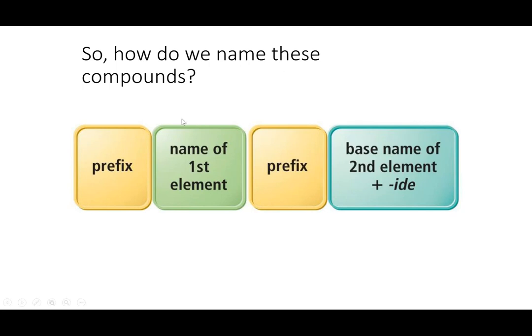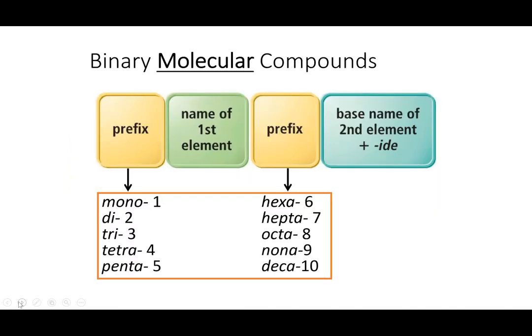The new piece here is in yellow. Each of those elements is going to need a prefix. And the prefix is going to tell us how many of each element there is. So if there's one, it's going to be mono. If the subscript is 2, it's going to be di, tri, tetra, and so on and so forth. So we've got to tell the viewer how many of each element is present in that compound. Okay? So let's do a couple examples.